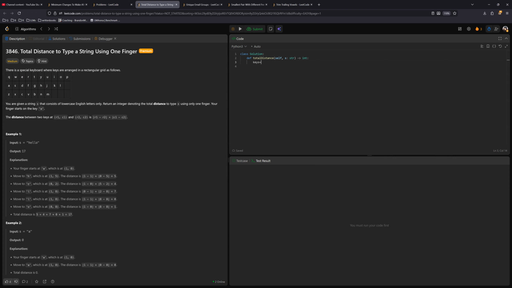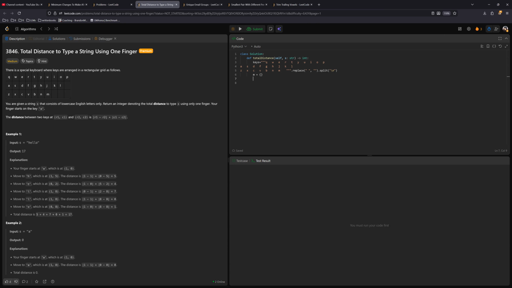We'll say keys equals the keyboard layout, dot replace space with nothing, and then dot split like that, and then we'll have positional mapping. Mapping equals just a regular dictionary.